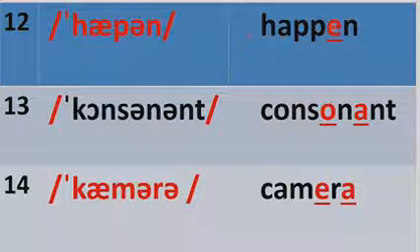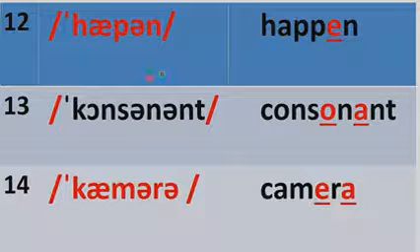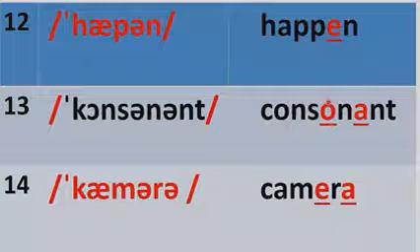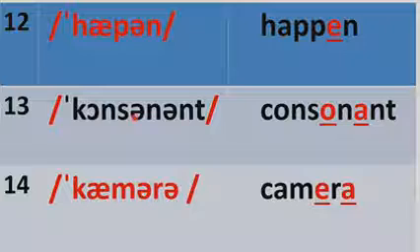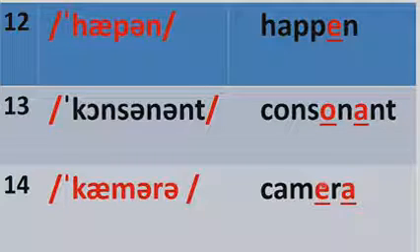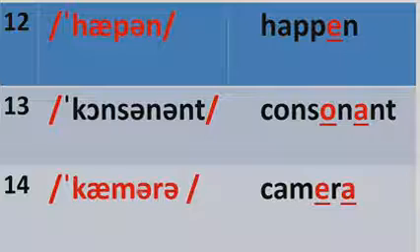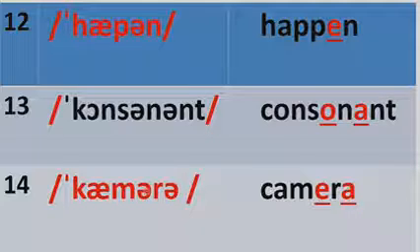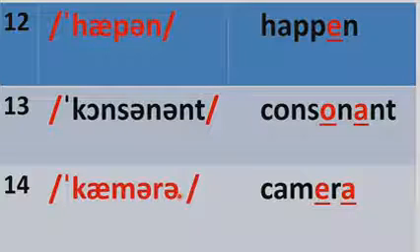In number 12, letter E gives us the sound. So the word is pronounced happen. Say happen. In number 13, letters A and O give us the schwa, and this is pronounced consonant. Say consonant. In number 14, we have it in 2 places, letters A and E, and this is pronounced camera. But some will say camera. They only have the schwa at the end, so it can be camera. Can you call the words happen, consonant, camera?